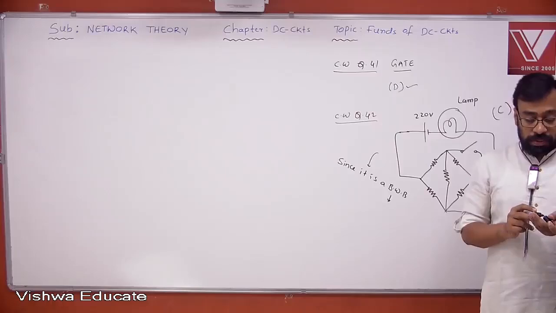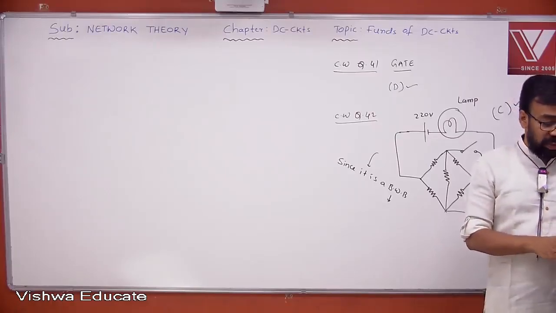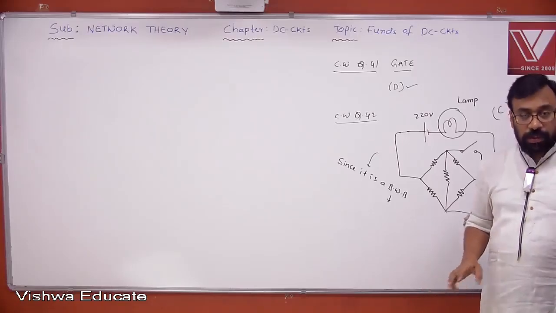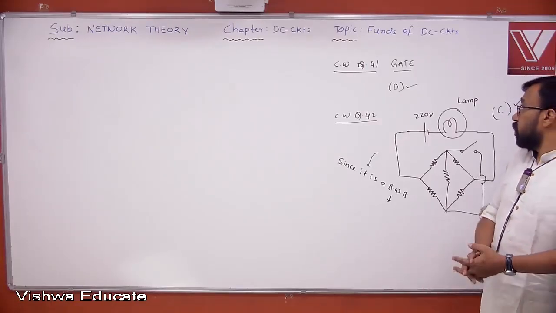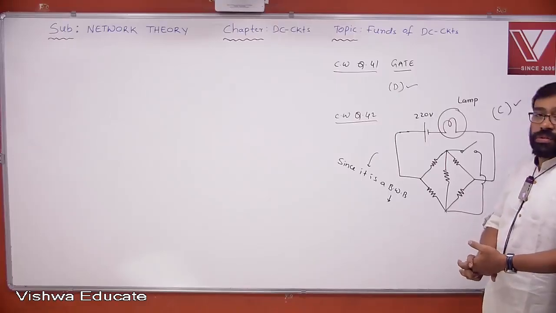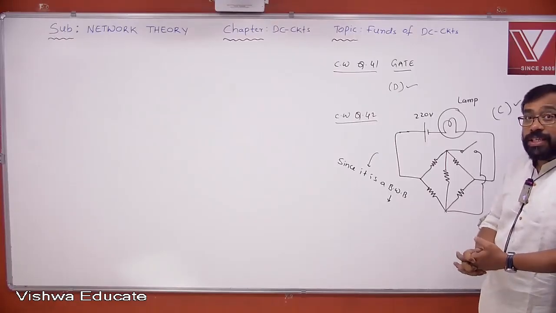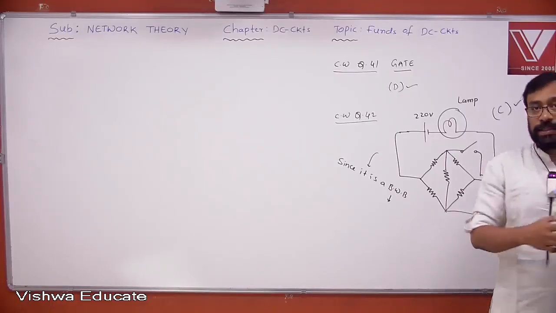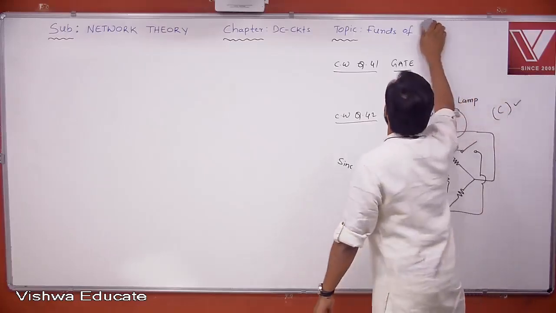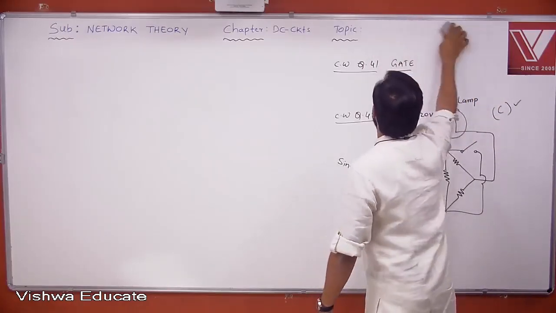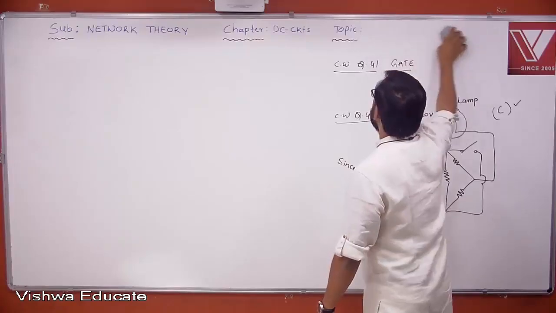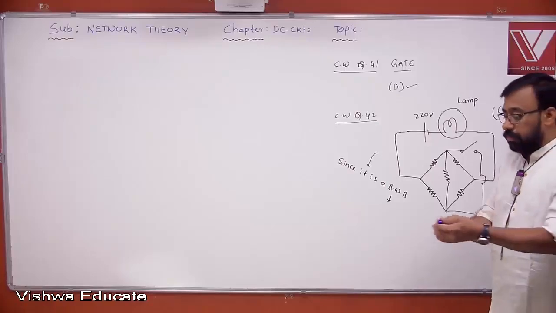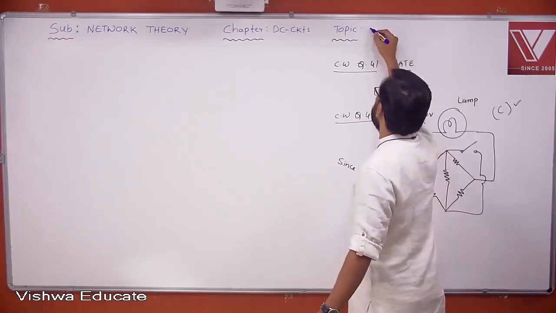So these are the variety of problems that we can see. In total, 42 problems we covered in this topic. Now the topic of fundamentals of DC circuits is covered. In the next topic, we move on to methods of analysis. Note down: methods of analysis.